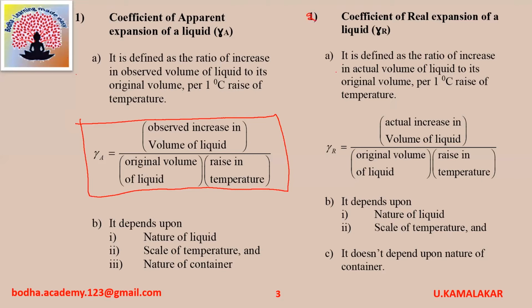Second one, coefficient of real expansion of liquid, which is denoted as gamma R. It is defined as ratio of increase in actual volume of liquid to its original volume per 1 degree centigrade rise of temperature. It is given as gamma R is equal to actual increase in volume of liquid divided by original volume of liquid into rise in temperature. Coefficient of real expansion depends only on nature of liquid and scale of temperature. It does not depend upon nature of container.